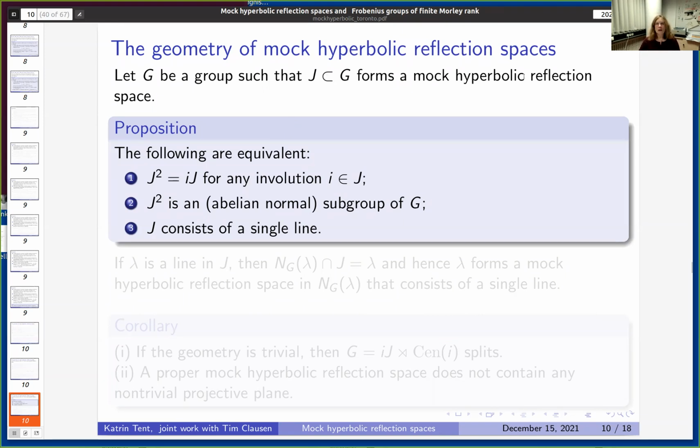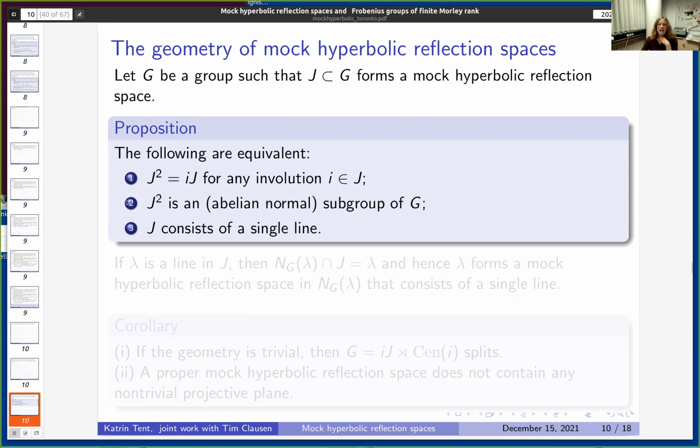If you have a group with a mock hyperbolic reflection space, then the following properties are equivalent, namely the set of translations, so the set of products of two involutions, can be written as I times j for any fixed involution I. So it means that any product, j times k, can be written as I times k prime. So this is equivalent to saying that the set of translations is an abelian normal subgroup of G, and equivalent to saying that the mock hyperbolic reflection space really only consists of a single line. Of course, you can see that the way lines were defined, they were defined as collections of elements such that if you multiply three involutions in this line, then you go back to having just one involution in this line.